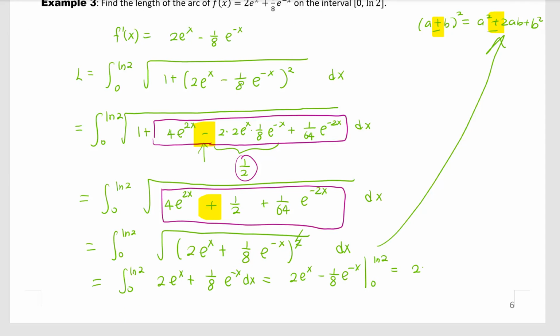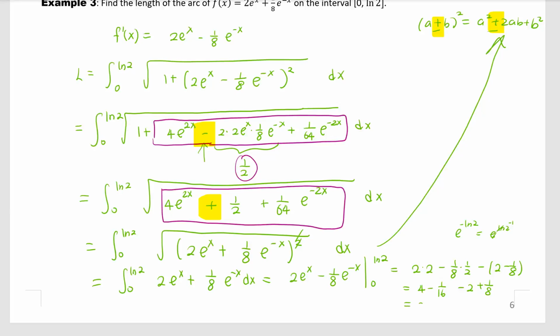Then e to the ln of 2 is 2. 1 over 8. E to the minus ln of 2 is actually e to the ln of 2 to the minus 1. Ln cancel. So 2 to the minus 1 is 1/2. Minus, when we plug in 0, e to the 0 is 1, e to the 0 is 1. So 4 minus 1 over 16 minus 2 plus 1 over 8.